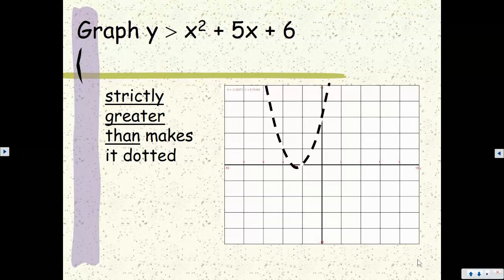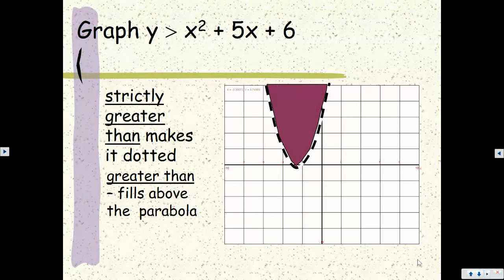Now, greater than implies that you're going to fill the parabola in above. You could do this by checking a point up there and seeing that it makes a solution. For instance, if I picked -1, 5, if you put a -1 in for x and a 5 in for y, it would be a true statement. If you put 0, 0 in, you'd see 0 is greater than 0 plus 0 plus 6. 0 is not greater than 6. So you can see that 0, 0 is not shaded in.